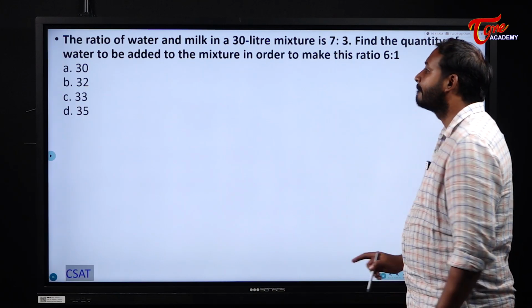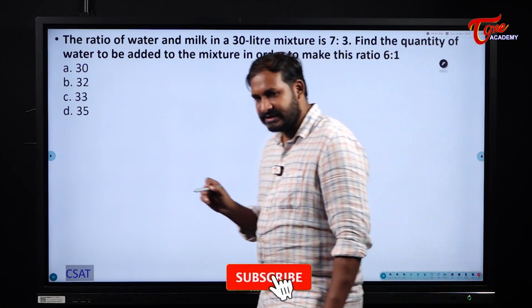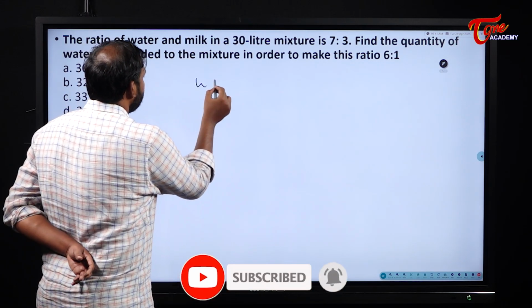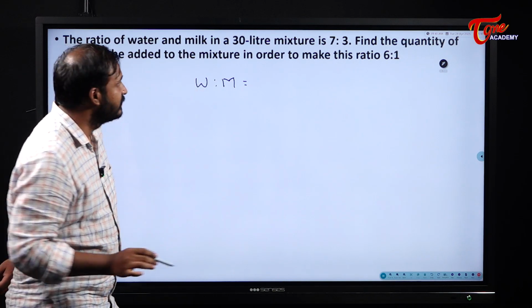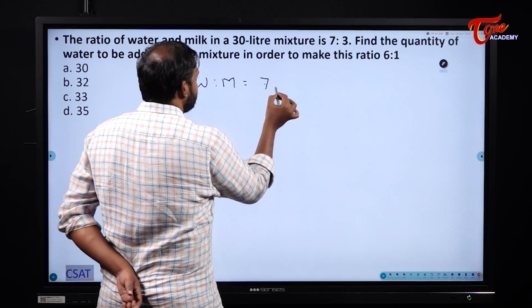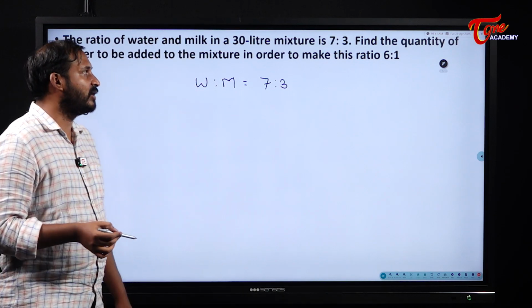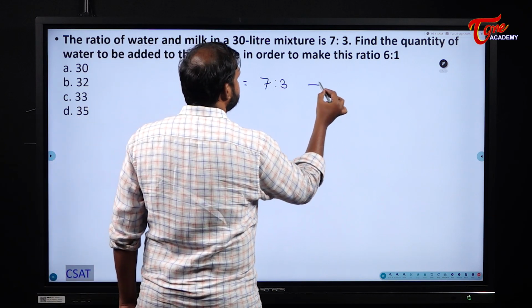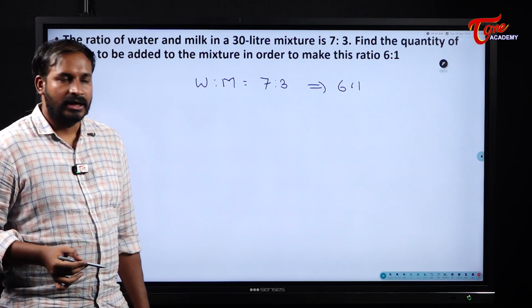Next one. The ratio of water and milk in a 30-liter mixture is 7:3. This is the next question. See, water is to milk. Please be careful, students, write what they have given initially as it is. It is 7:3 in 30 liters. Find the quantity of water to be added to the mixture in order to make this ratio 6:1. From this, I need to convert this ratio to 6:1.